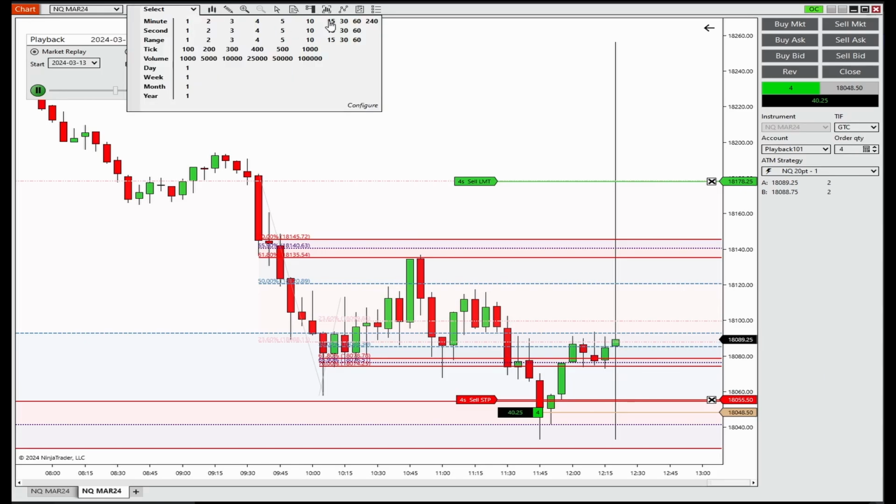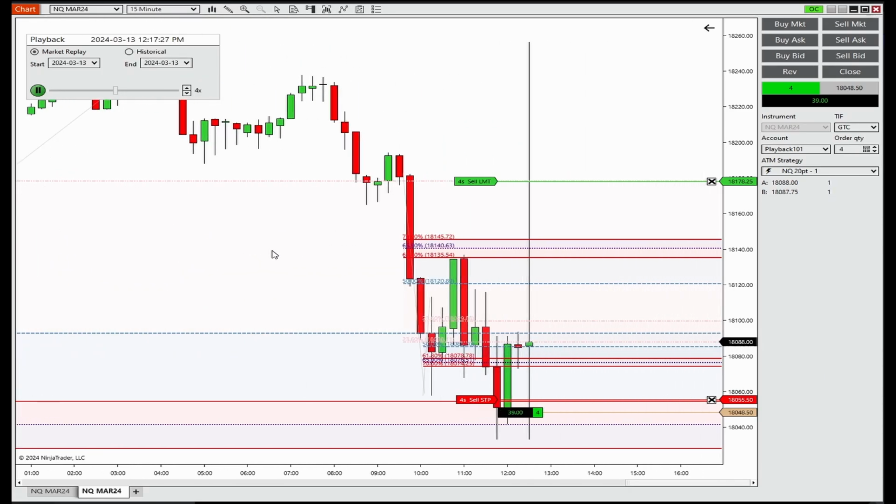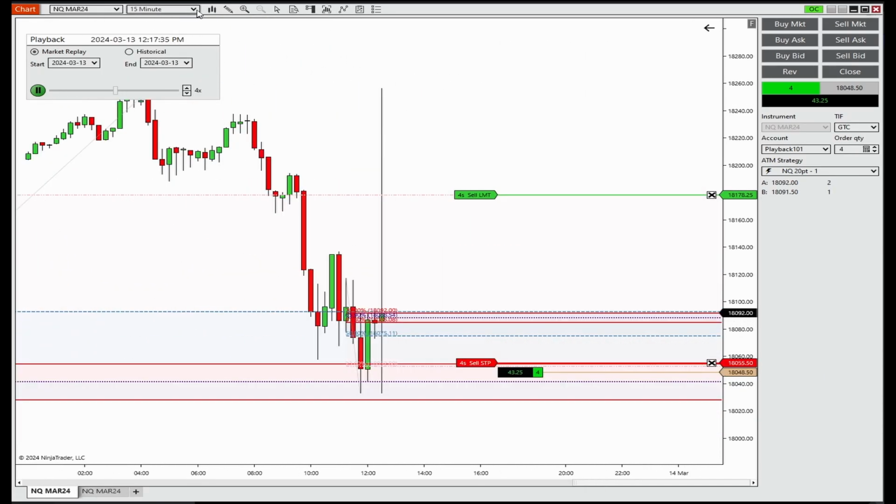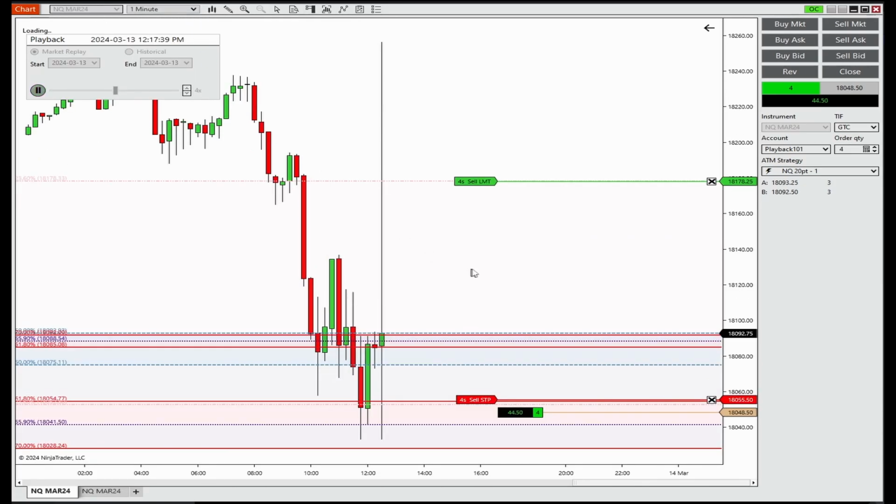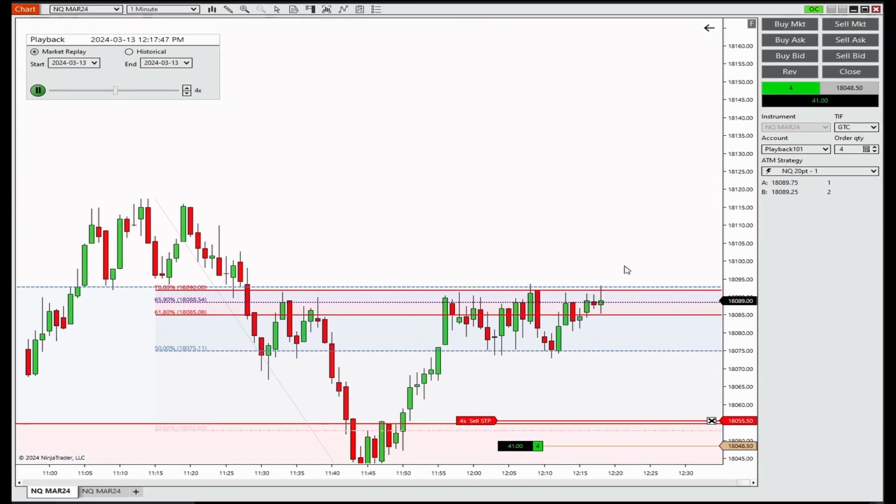Lovely. One day I'll figure out NinjaTrader. I literally only use the dome on my Apex accounts.